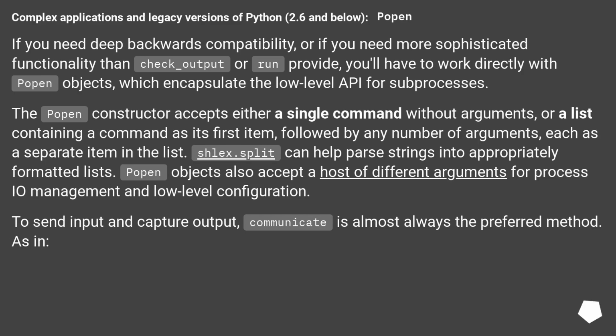Complex applications and legacy versions of Python, 2.6 and below: Popen. If you need deep backwards compatibility, or if you need more sophisticated functionality than check_output or run provide, you'll have to work directly with Popen objects, which encapsulate the low-level API for subprocesses. The Popen constructor accepts either a single command without arguments, or a list containing a command as its first item, followed by any number of arguments, each as a separate item in the list. shlex.split can help parse strings into appropriately formatted lists. Popen objects also accept a host of different arguments for process I/O management and low-level configuration.